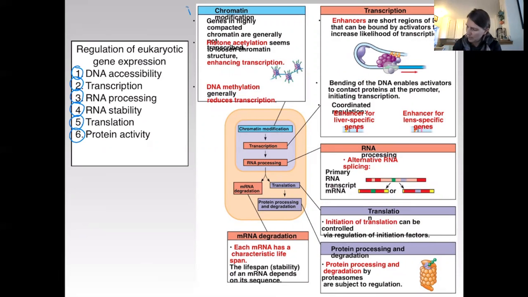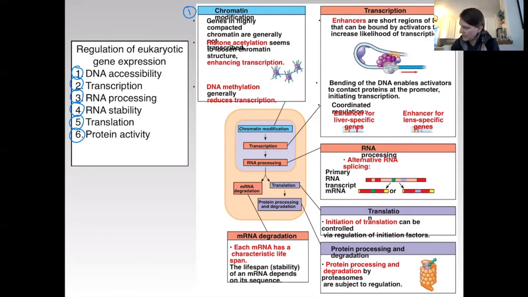All right. So, for example, for DNA accessibility, genes exist in these highly compacted chromatin, meaning with histones, right? And those histones can be modified to see whether they're going to be looser or more tightly wound, right? I'm not going to make you know all of the modifications like acetylation or methylation. But for example, if I showed you a figure of histones that have been modified that either loosen the DNA or tighten the DNA, you should know that tighter means less accessibility, less transcription, all right?